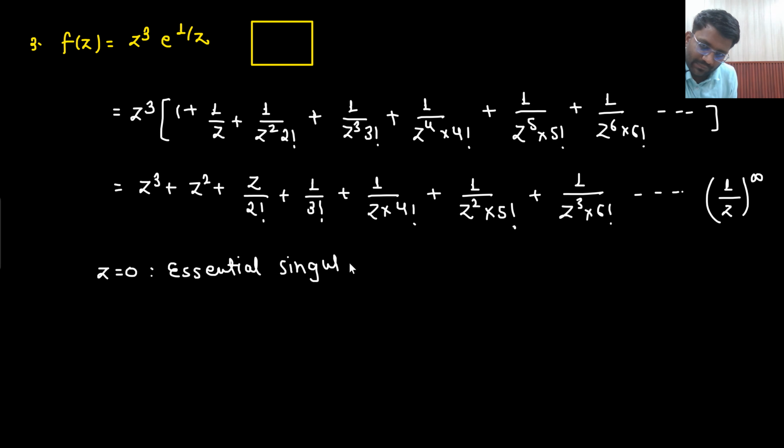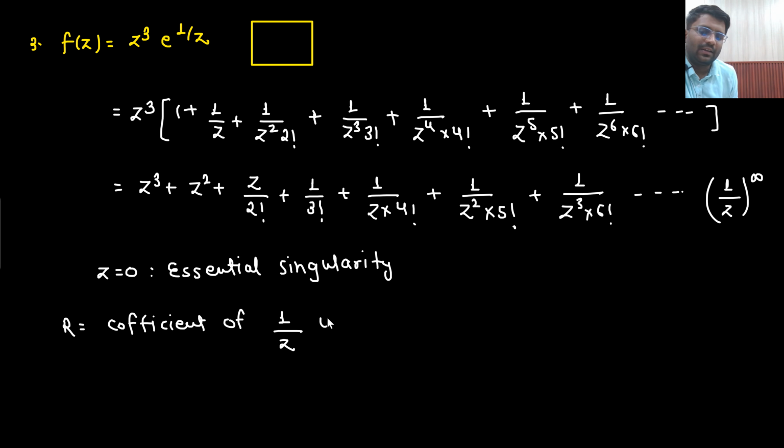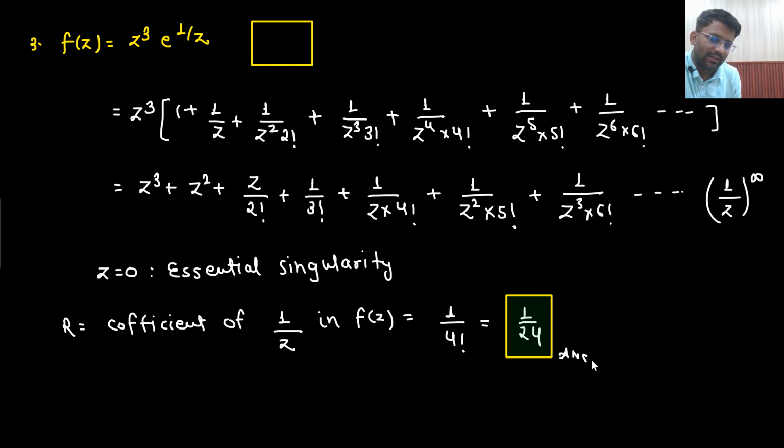Since it is an essential singularity, what will be your residue? Residue will be nothing but the coefficient of 1 upon z minus 0, or you can say the coefficient of 1 by z in f of z. What is the answer you are getting? The coefficient of 1 by z is coming out to be 1 by 4 factorial, which is nothing but 1 by 24. 4 factorial is 24. So, that's the answer that we are getting. Understandable? 1 by 24 is the answer.